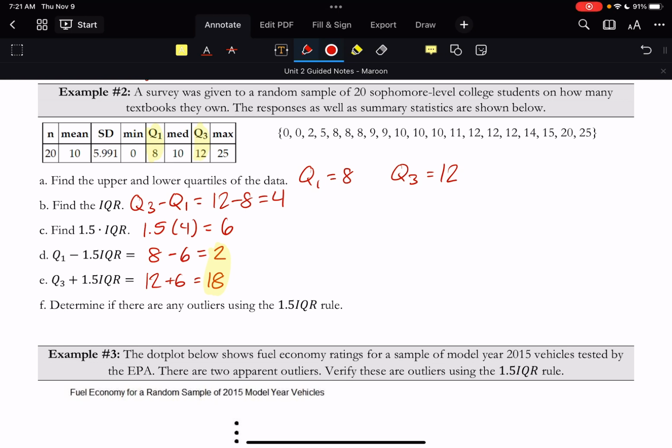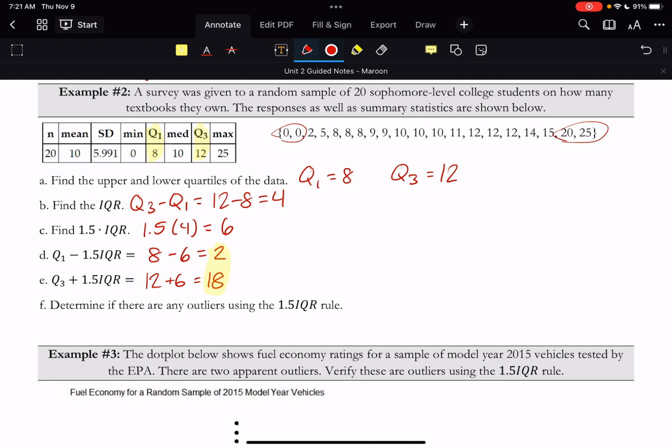Anything between and including 2 and 18, those are not considered mathematical outliers, okay? But anything below 2, anything above 18 is mathematically considered an outlier. So if I take a look at my data set, I do have a few outliers here. I have 2 low outliers, and I also have 2 high outliers, okay?